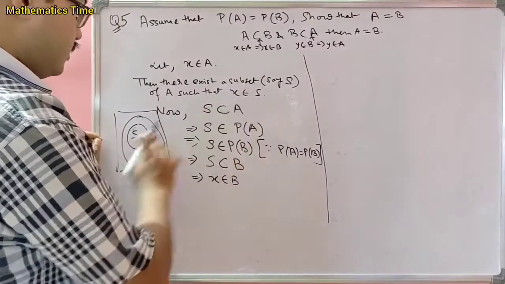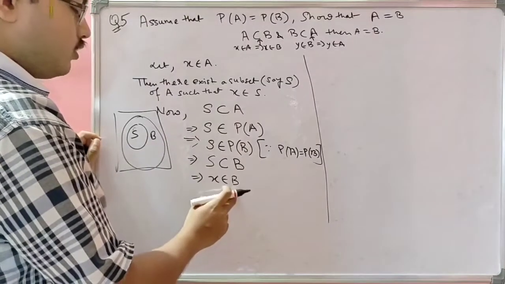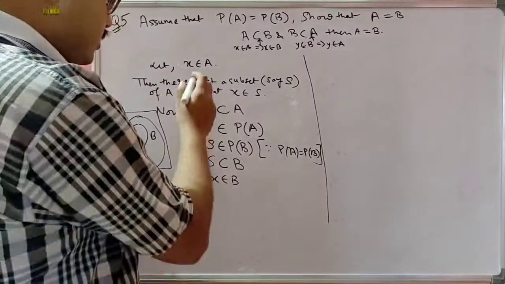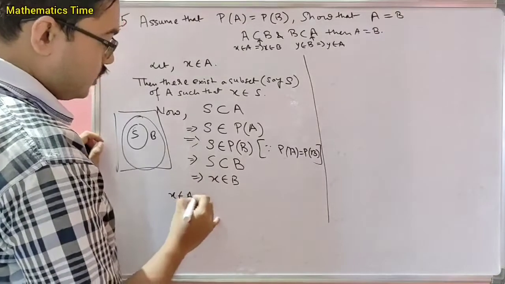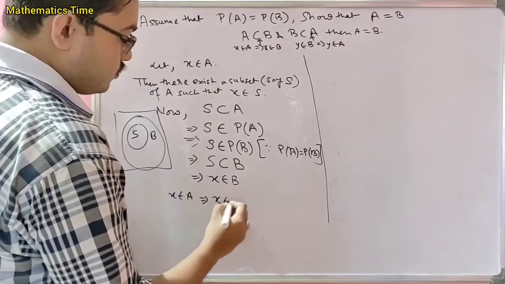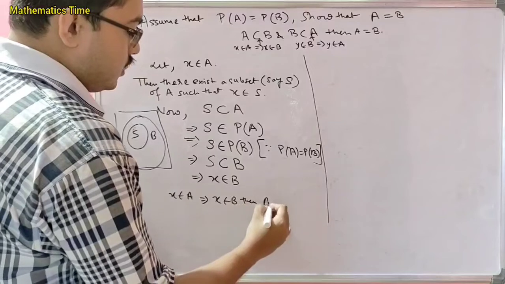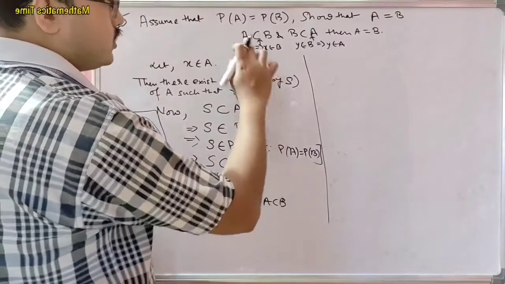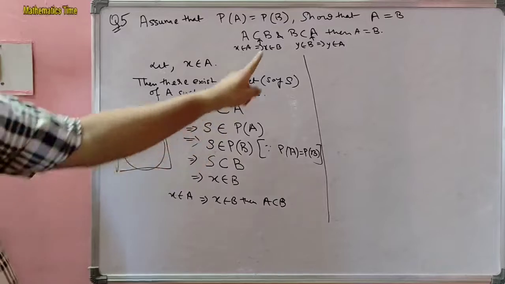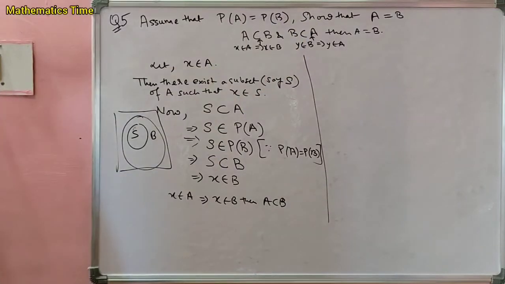If x is an element of A, then x must be an element of B. So we started with what? X belongs to A, and we implied what? X belongs to B. Then what can we say? A is a subset of B. So we achieved this. Now we have to achieve this one, B subset of A.